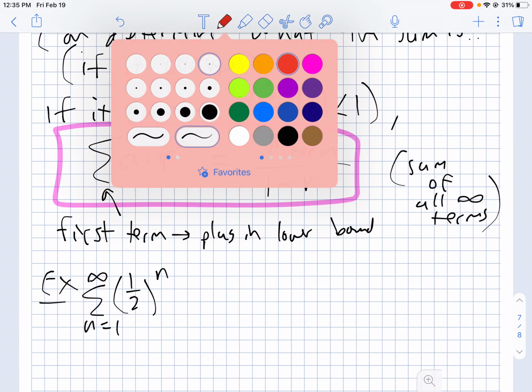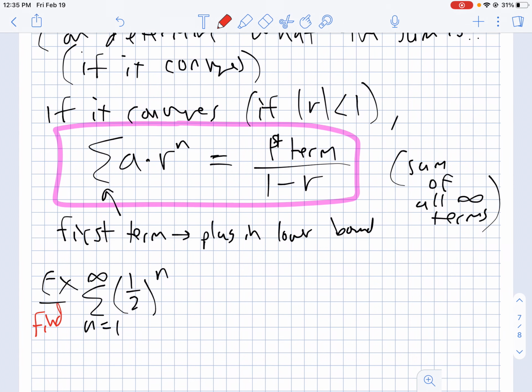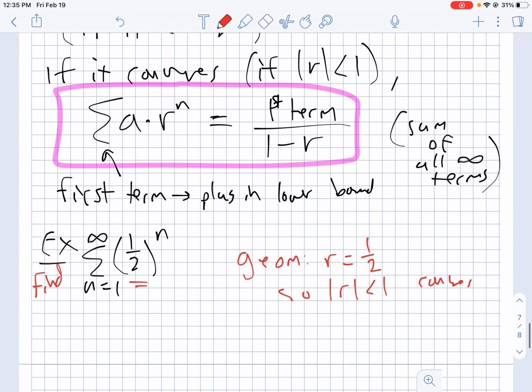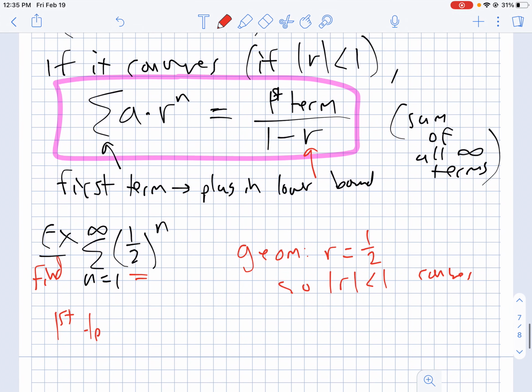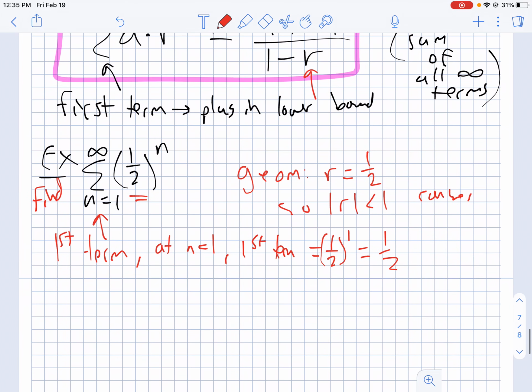Now, if we have to go ahead and actually find this sum, we can, because this is a geometric series. You see that r value was raised to the n exponent. That r value is 1/2. So we know that r is less than 1, so we know it converges. Okay, so that's the r we're going to use in the formula. When we want to find the first term of the series, we literally just plug in n equals 1. So at n equals 1, the first term is 1/2 to the first power, which is, of course, just 1/2. So the sum is the first term over 1 minus r.